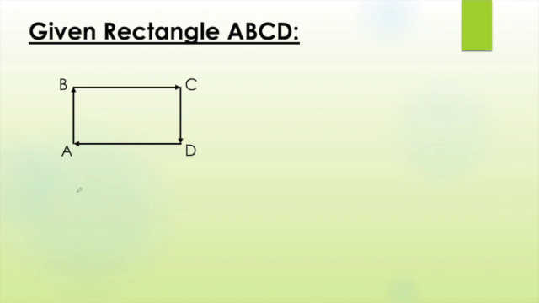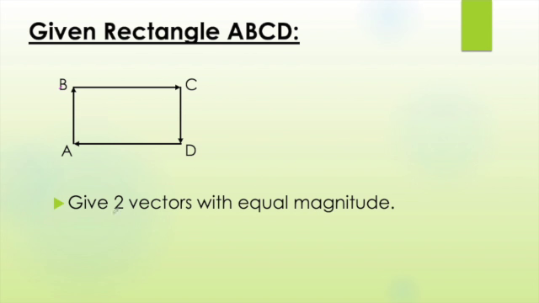So here are lots of different vectors. We have our rectangle ABCD, and it's labeled there for us. What we're going to do is some examples of finding different vectors, given a diagram. So give 2 vectors with equal magnitude. We need them to have the equal magnitude, which means equal size.